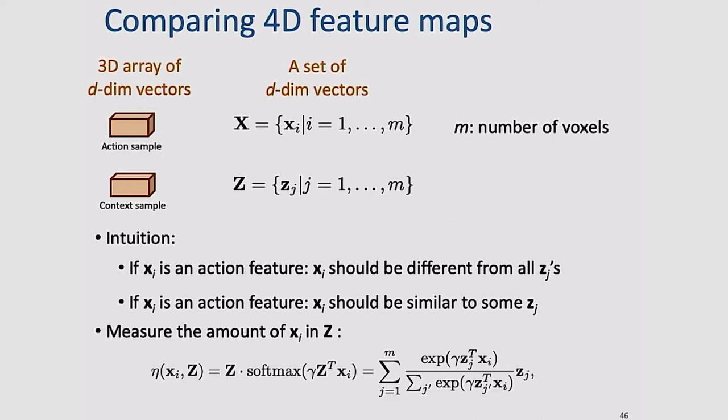So to do so, we can measure the amount of HI in the set ZJ, and what we propose is a method to measure the similarity or the containment of a vector in a set. We need to come up with something that can be done efficiently in the deep learning architecture, so that you can also backpropagate the gradient. So this is the specific formulation.